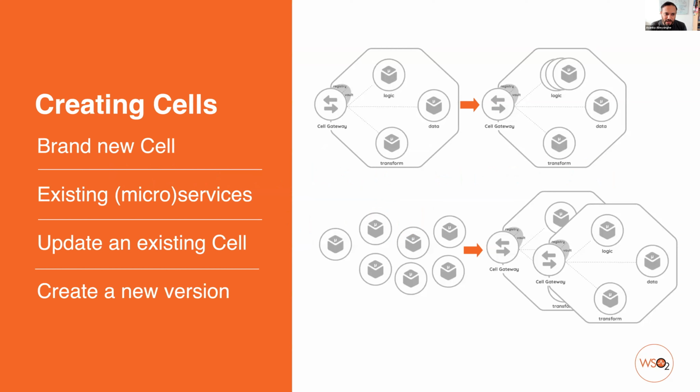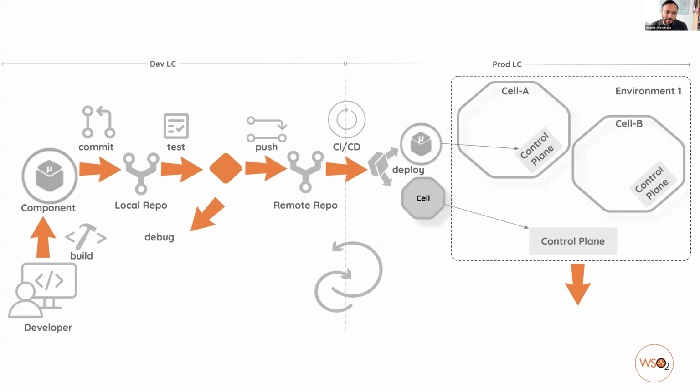Developer will either create a brand new cell, or they will connect an existing set of microservices. They might update an existing cell, or they will create a new version of a component or a cell as well. And they will go through the same life cycle. They will write the code, build it, commit, test, and once the test is passed, they will push it to the remote repository, and that's where the CI/CD will kick in and deploy these components or cells.